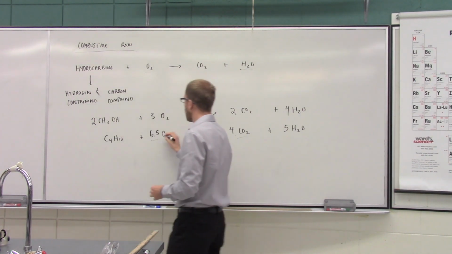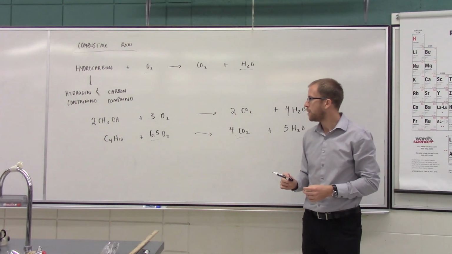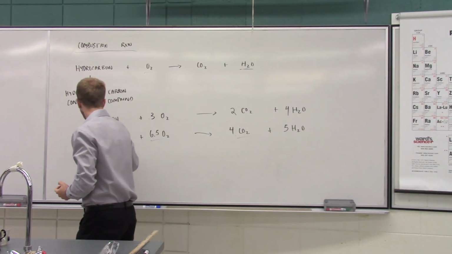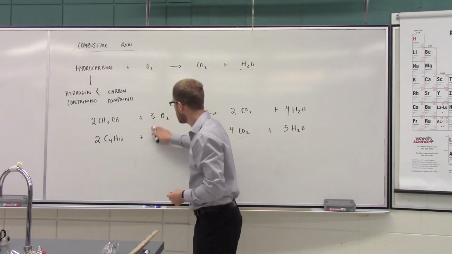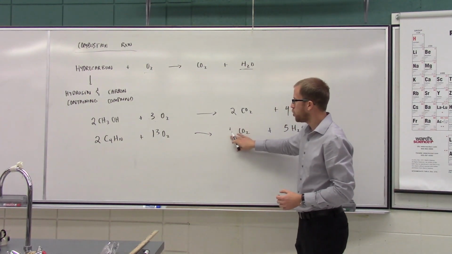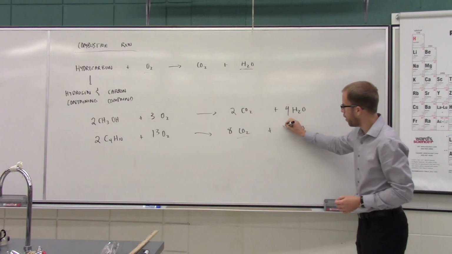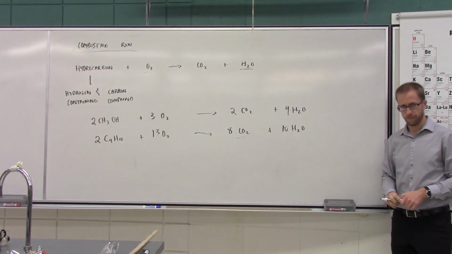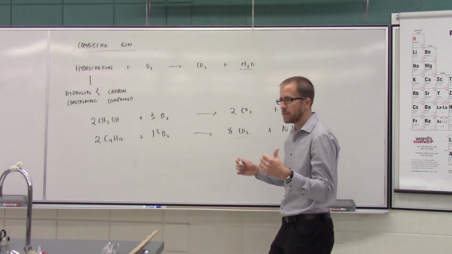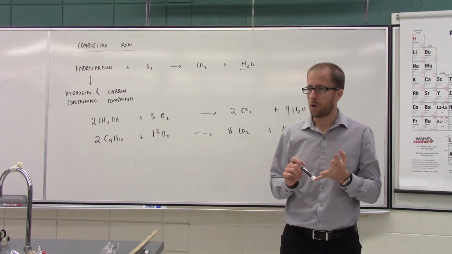But can we have half of a molecule? No, you can't, right? So what do I need to do? Multiply everything by 2. So we get 2 molecules of butane react with 13 molecules of oxygen to produce 8 molecules of carbon dioxide and 10 molecules of water. All right, so those are the 5 types of reactions: synthesis, decomposition, single replacement, double replacement, and hydrocarbon combustion.